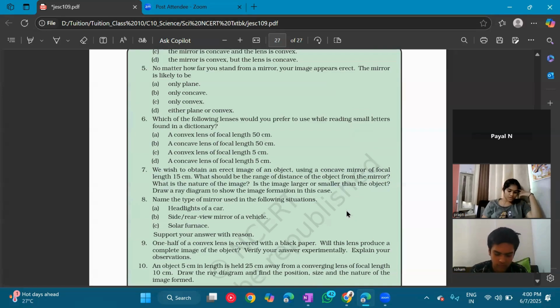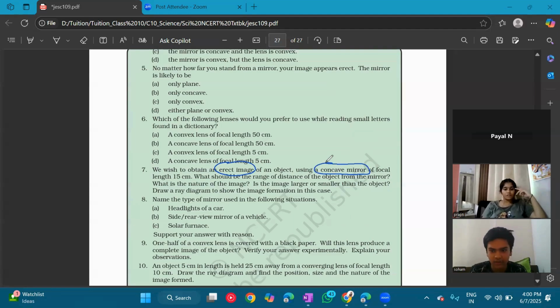We wish to obtain an erect image of an object using... you read the question and think on it. And then you're going to answer me. Read the seventh question in your mind. हमें कैसा ऑब्जेक्ट चाहिए? इमेज चाहिए, सॉरी. We want an erect image of an object. Using which mirror?